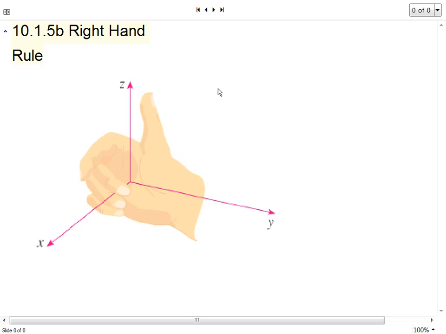I try to do that so that if you ever need to call up one of your classmates or even me, and you have a question about something, it's easy to reference. You can just go, hey, I don't understand 10.1.7, what's going on there?